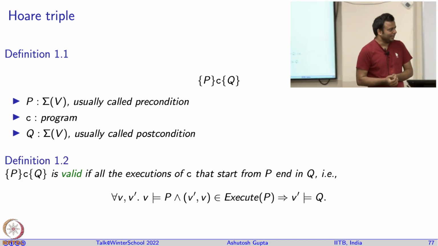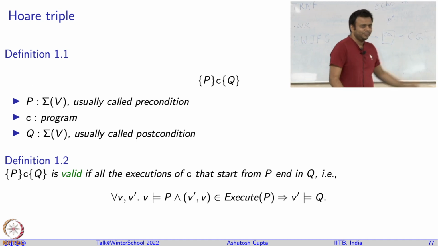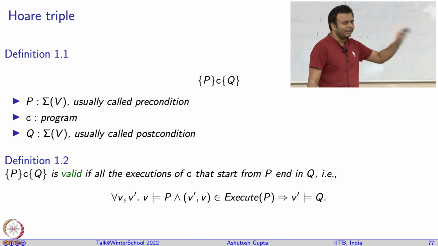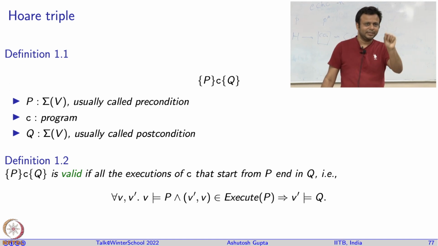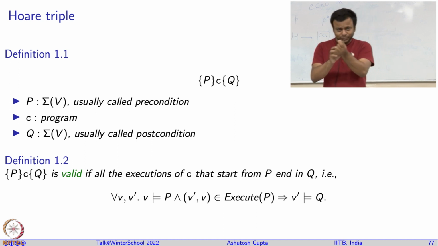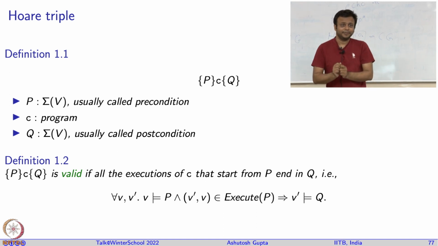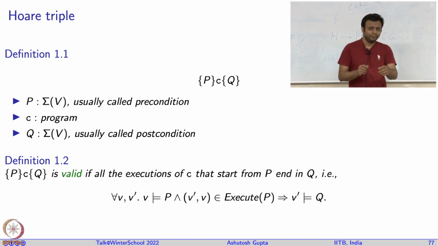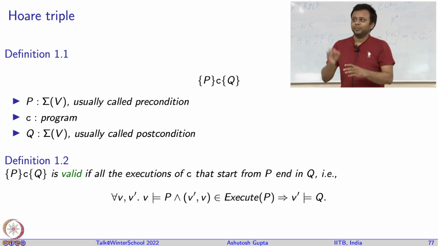There is a lot of mathematical complexity down there, but if you want to read it, it is saying that if you start in any state in P, where P is a set of states, and execute the program, you are guaranteed to land in Q. You cannot go out of Q. You don't know where you land in Q, but you will land in Q.